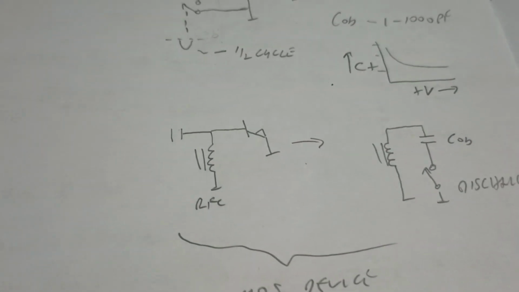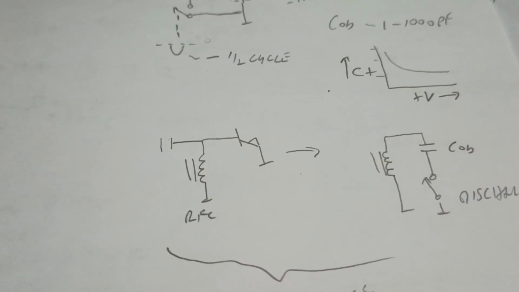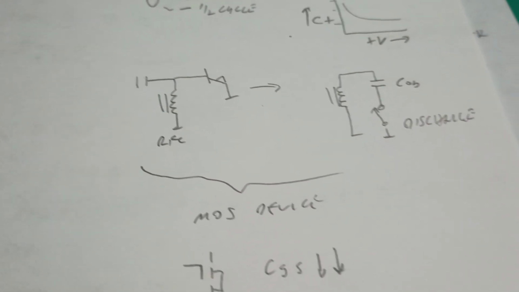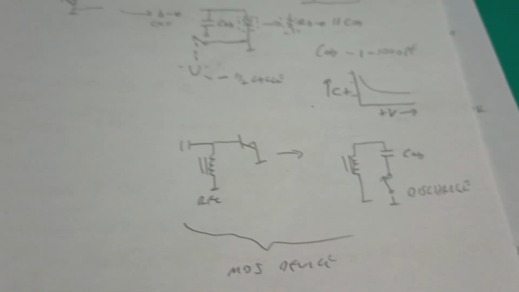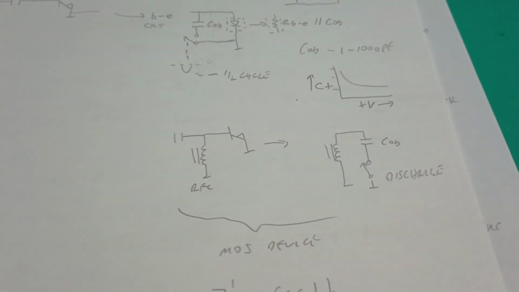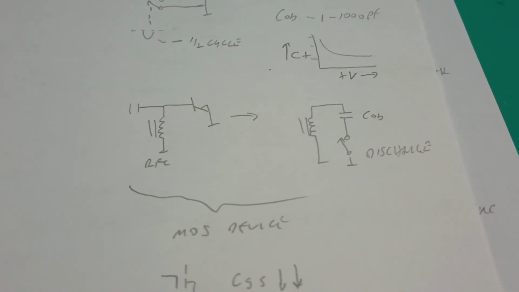So this also applies to diodes, because the base emitter junction is a diode. So there's the pitfall with transistor biasing and RF and how to get around it.